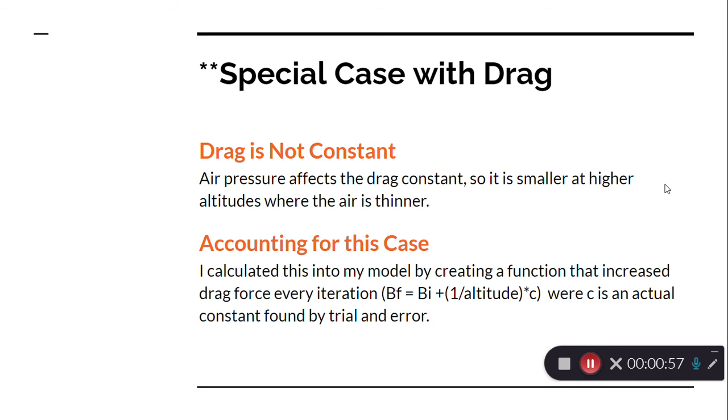So here's a special case with drag. The thing about drag is it's not constant. Air pressure affects the drag constant, so it's smaller when the altitude is higher and where the air is thinner. So in order to account for this case, in our model, we created a function that increased drag force in every iteration of the code, which is, as you can see, drag constant final equals the drag constant initial plus 1 over the altitude times a times c, which is an arbitrary constant that we came up with through trial and error.